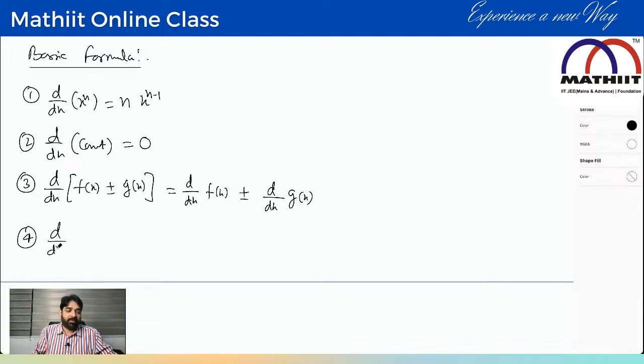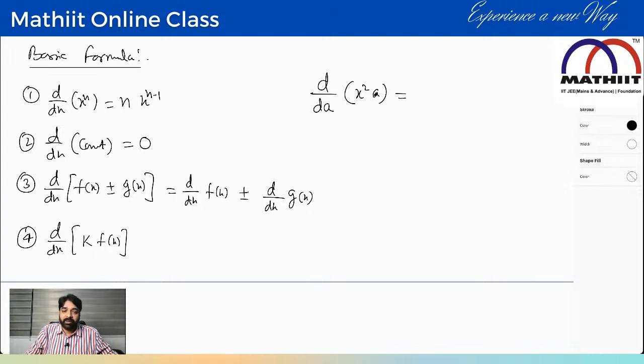d/dx of any constant times some function. Be clear, k I am taking as a constant. Again, what is the meaning of constant? Constant means the term which does not contain x. For example, suppose somebody says d/da of x square into a.